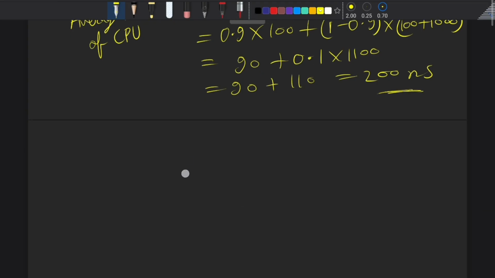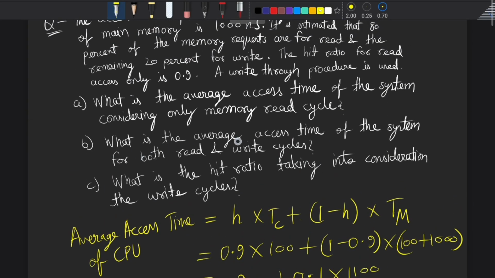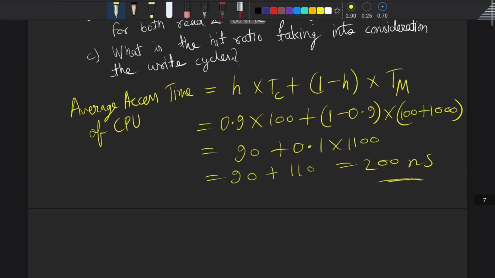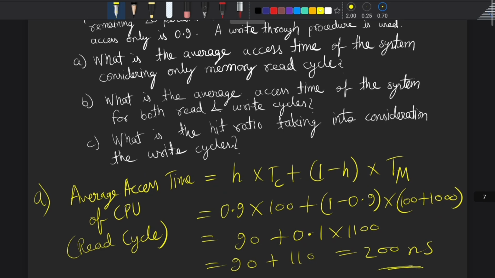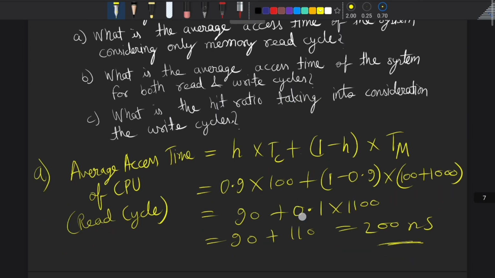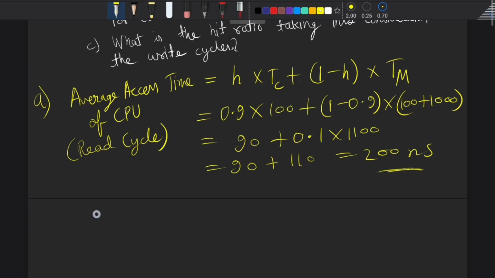Now, what was the second question? What is the average access time of the system for both read and write cycle? So let us first calculate. Of course, it is for a read cycle only. We have not taken into consideration the write cycle. Now let's see how we will be able to calculate the average access time for both read and write cycles. So let us first calculate it for write cycles only.